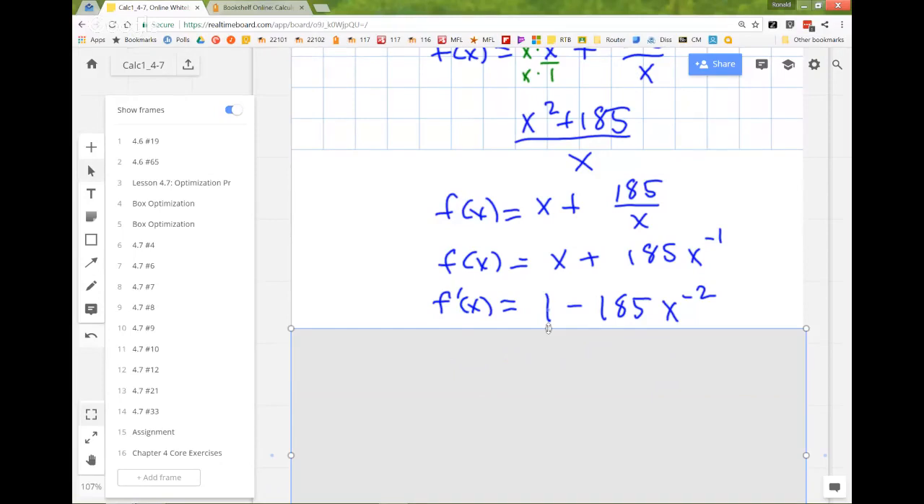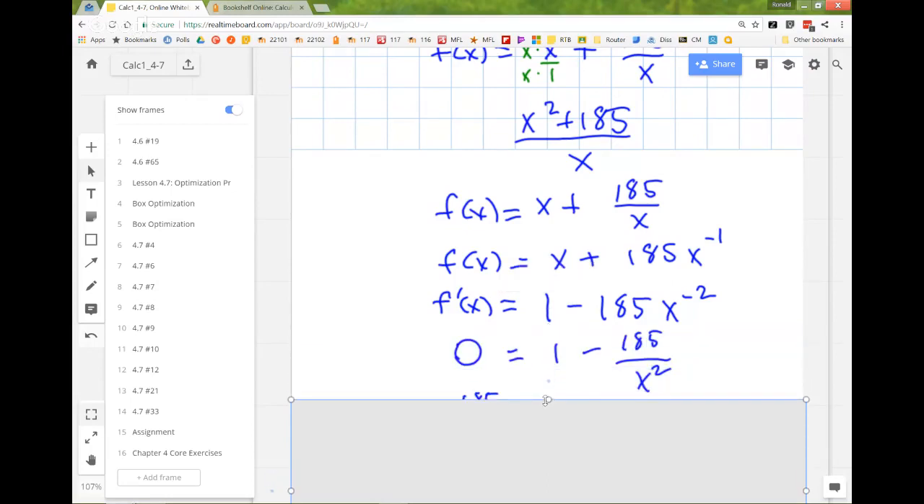Yeah, I was already taking the derivative. Negative 1 times 185 is negative 185. Reduce the power by 1, x to the negative 2. Okay, so there's my derivative. Set the derivative equal to 0.